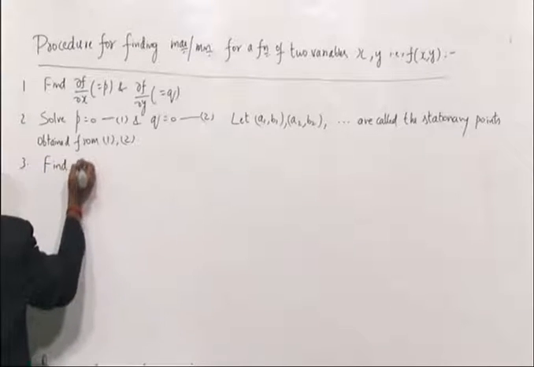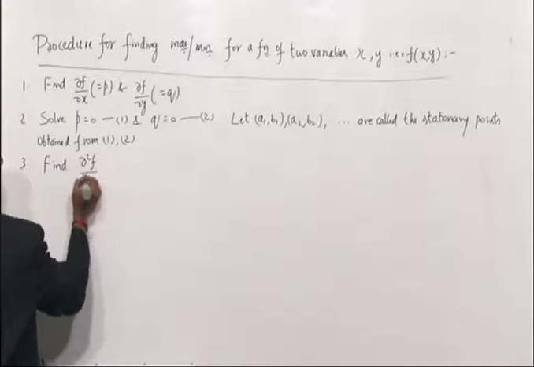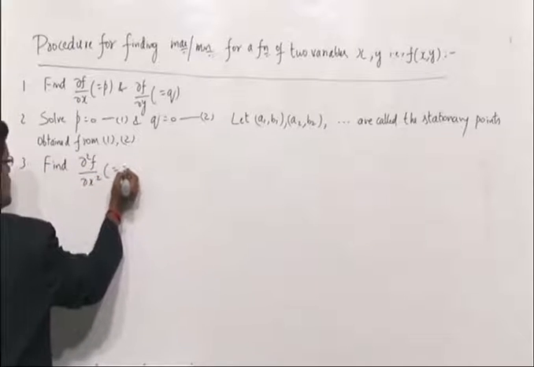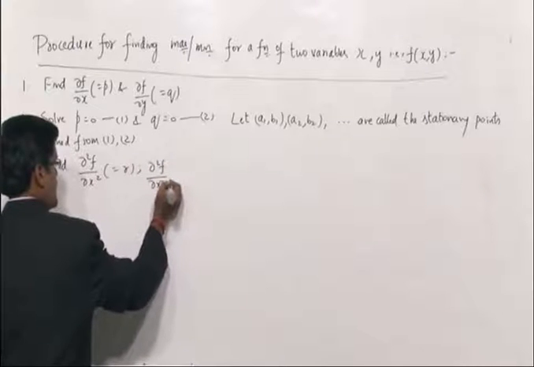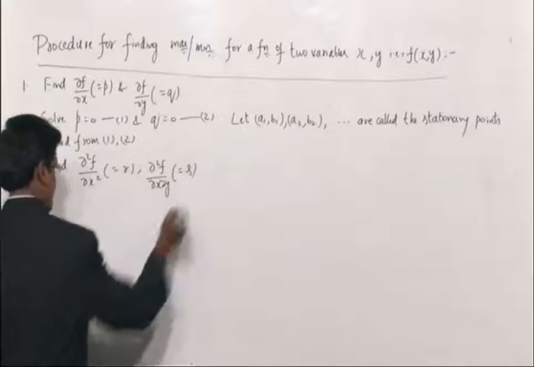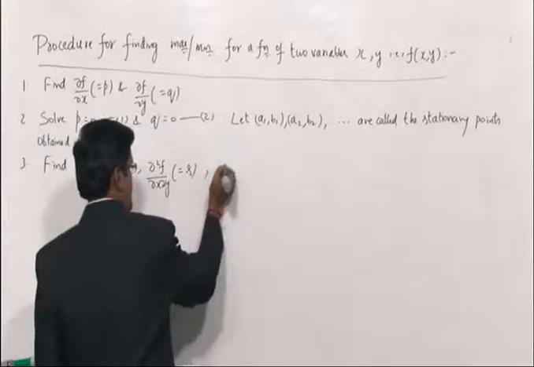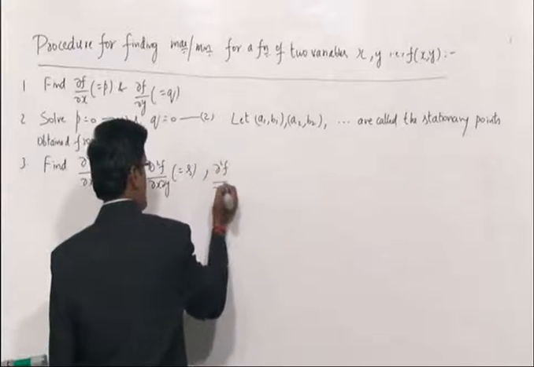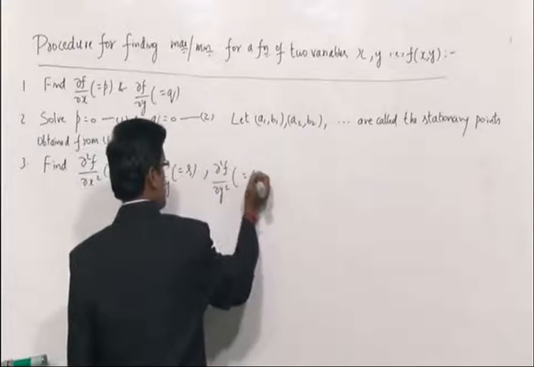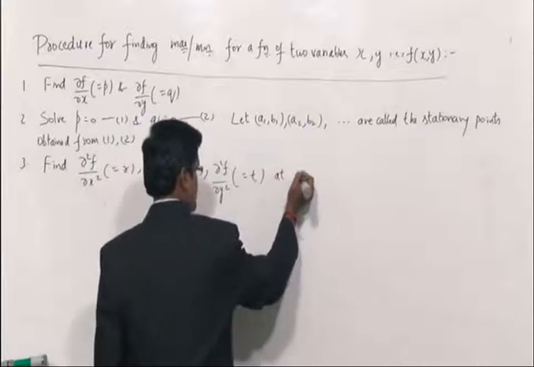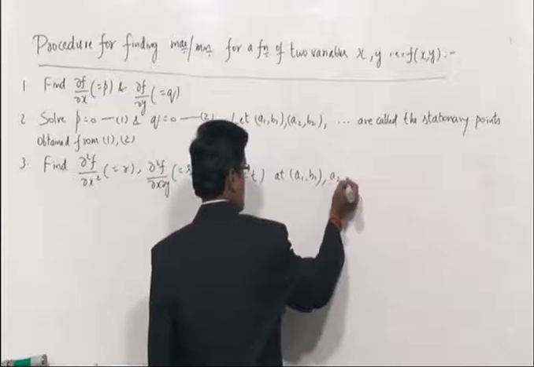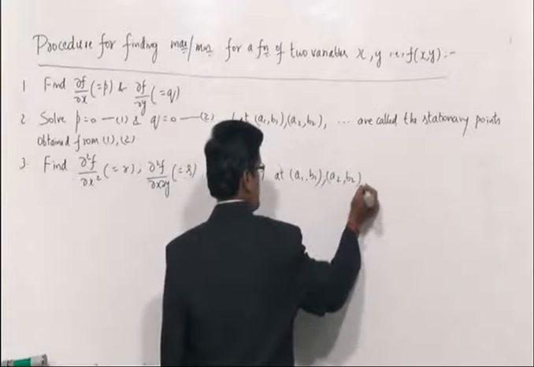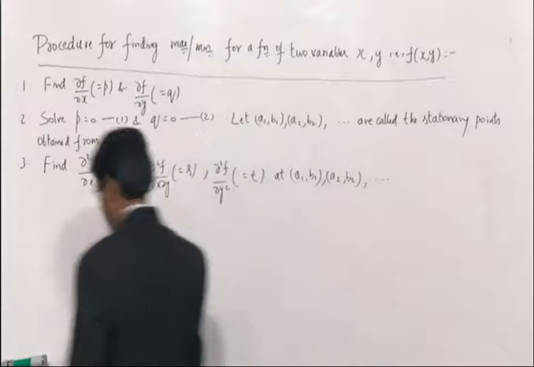Find del square f by del x square denoted by r, del square f by del x del y denoted by s, del square f by del y square denoted by t at these points a1 b1, a2 b2, etc.